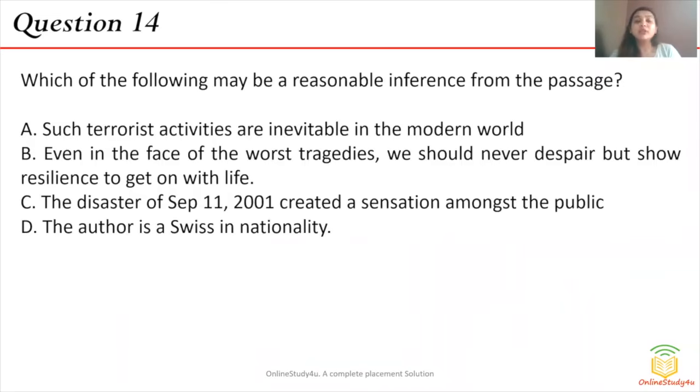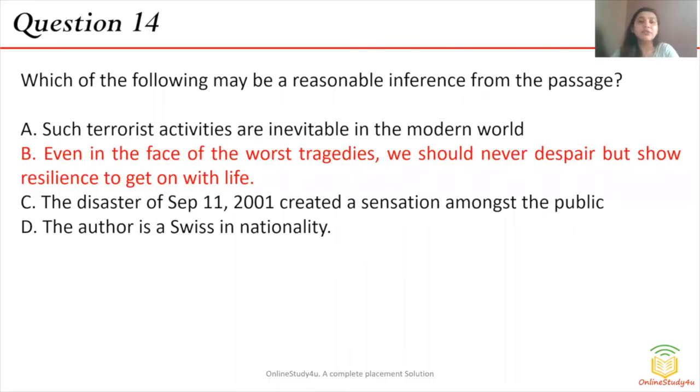Even in the face of worst tragedies, we should never despair but show resilience. The disaster of September 11, 2001 created a sensation. The author is Swiss in nationality. Of course, the correct answer here is that even in the face of worst tragedies, we should never despair, but we get on with resilience in life.